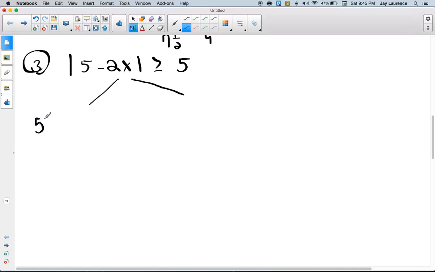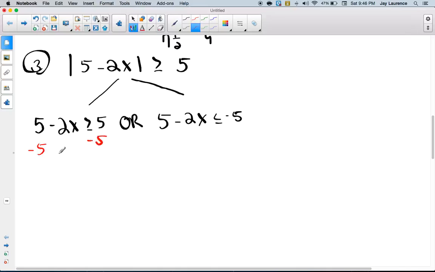So my first one is 5 minus 2x, which is greater than or equal to 5. And this is a great OR, right? Great OR, remember that? So I'm going to put an OR there. And then 5 minus 2x is less than or equal to negative 5, right? Okay, so now I subtract 5, and I'm going to get negative 2x, don't drop the negative, see that negative there, don't drop it, greater than or equal to 0. All right, well now I'm going to divide by negative 2.